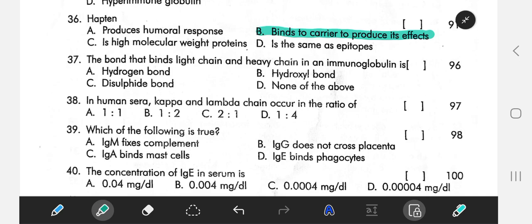Question 37. The bond that binds light chain and heavy chain in an immunoglobulin is option A. Hydrogen bond, option B. Hydroxyl bond, option C. Disulfide bond, and D. None of the above. Answer is C. Disulfide bond.